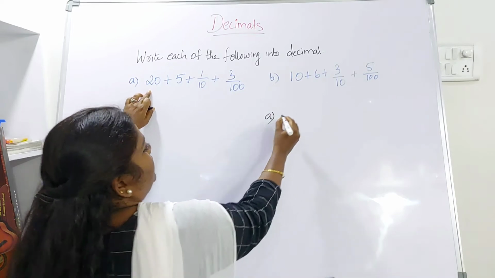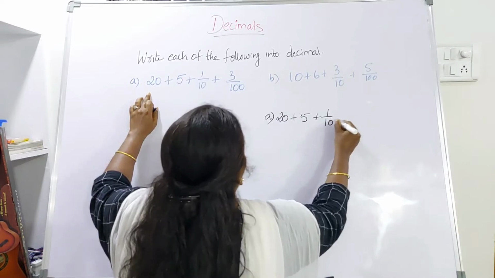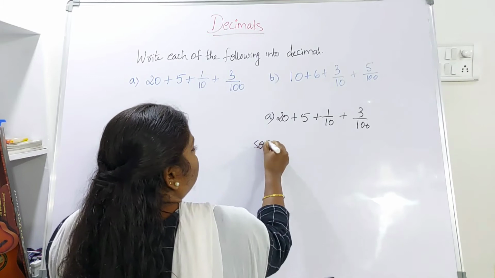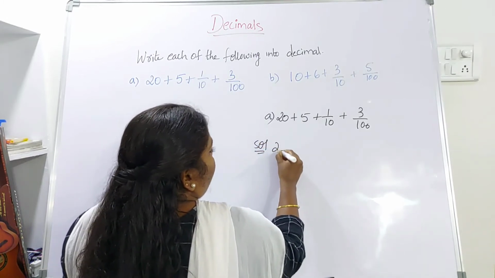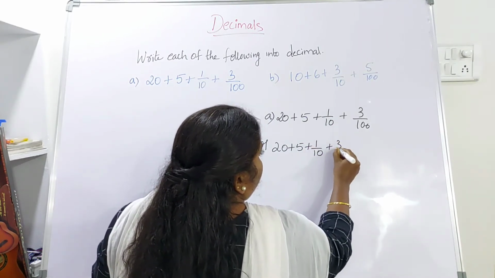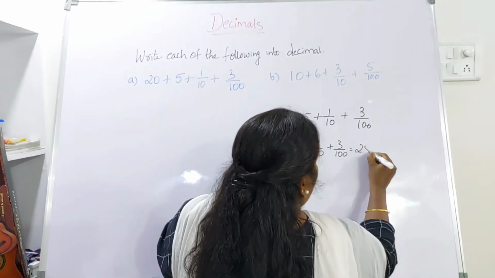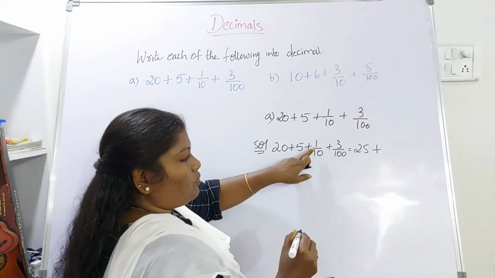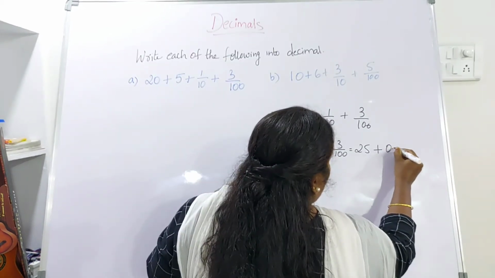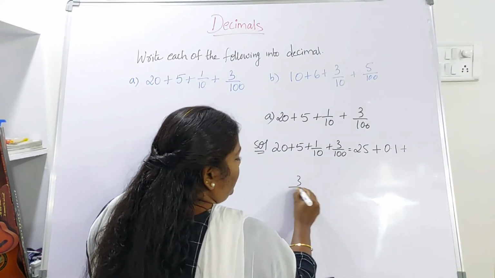So A1, that is 20 plus 5 plus 1 by 10 plus 3 by 100. Now as you all know, 20 plus 5 is 25 plus, now this is 1 by 10. So this can be converted into 0.1, and next it is, now it is 3 by 100.